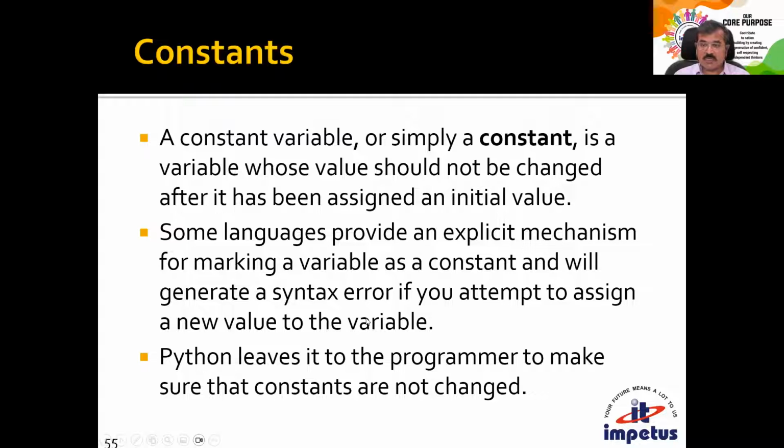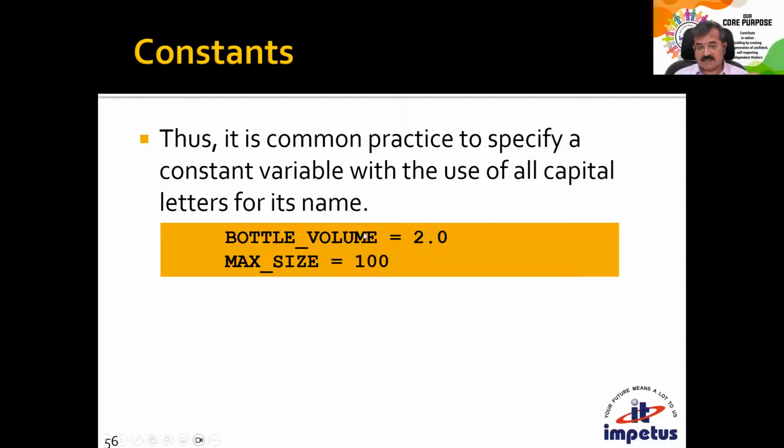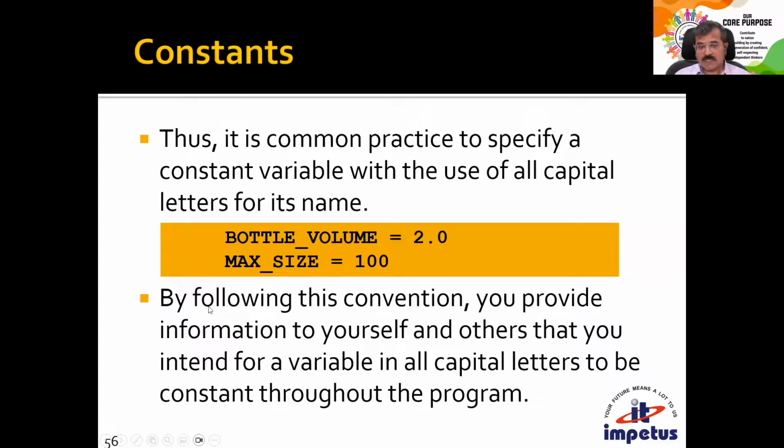So it is you as a programmer, your duty to ensure that the thing is constant. The common practice is to specify constant variables with all capital letters. That means I'll say BOTTLE_VOLUME, capital letters, MAX_SIZE, capital letters. That's a common convention. Just by writing something's name in capital case, that does not enforce constantness. Python does not have a feature called constant variables. It is just a way of conveying to other developers that this variable that I'm using in my script is constant. And how do I convey that? Just by giving the name in uppercase. So it's just a convention.